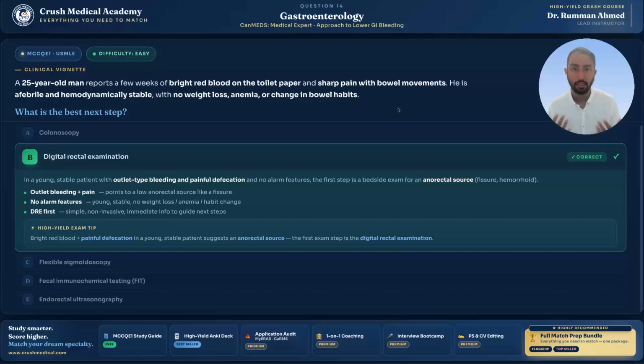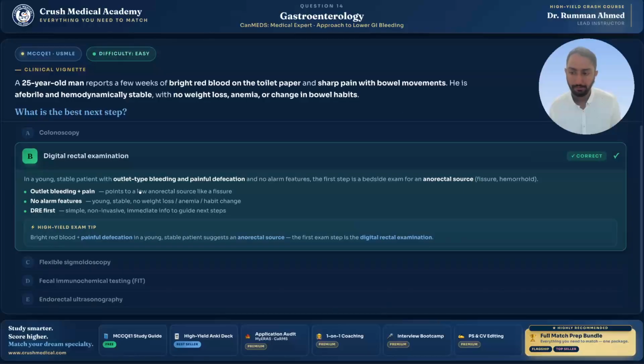The first thing we can do is a bedside exam, and you're looking for an anorectal source, right? Whether that's fissures or hemorrhoids, we can quickly identify this, right? We don't need to escalate to imaging or any scoping procedures. This is something we can do right away at bedside and come to a conclusion, right? And again, no alarming features, and the big high yield bullet is to always go with digital rectal examination for board examinations, okay? Simple, non-invasive, and immediate, okay? And therefore that is the correct answer.